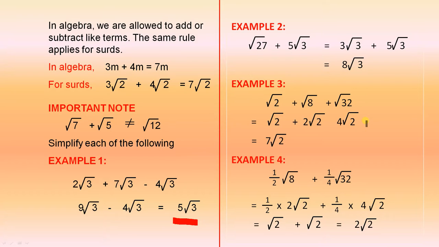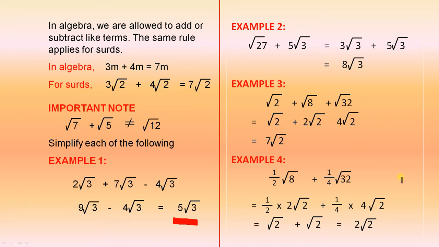Third example. Now these here, you've got 2, 8 and 32 under the square root sign. We can't add those together the way they are because the numbers are different. So look what we do. That stays as the square root of 2. This is 2 the square root of 2. That's 4 the square root of 2. So the answer is 7 the square root of 2.